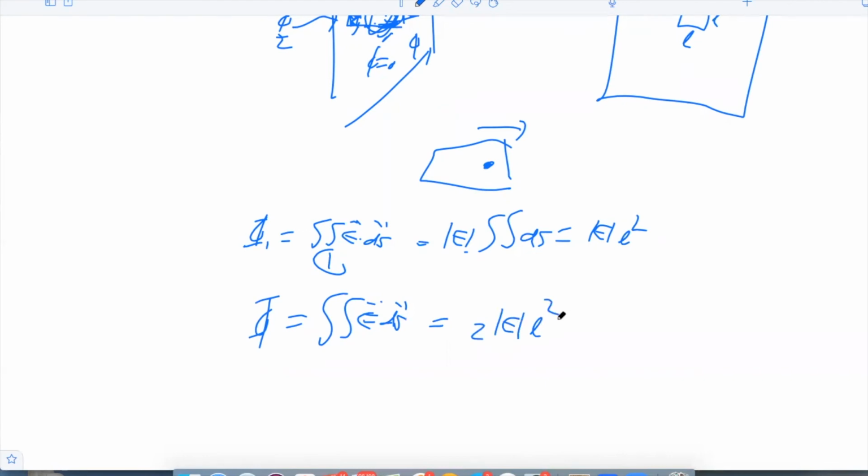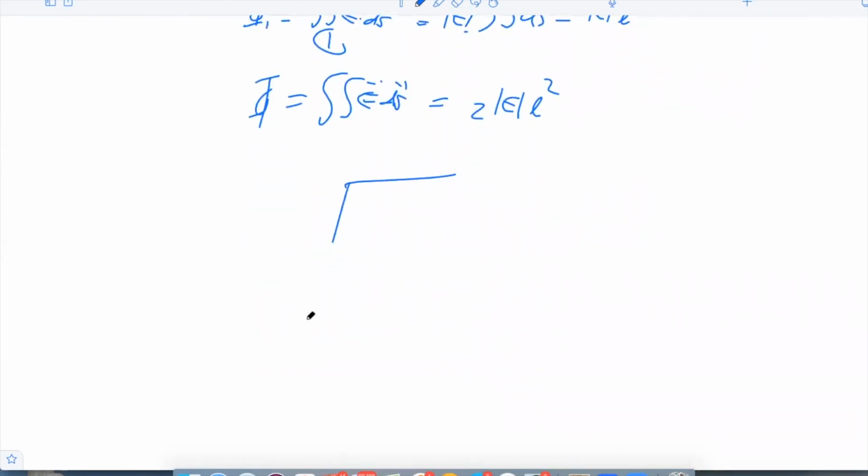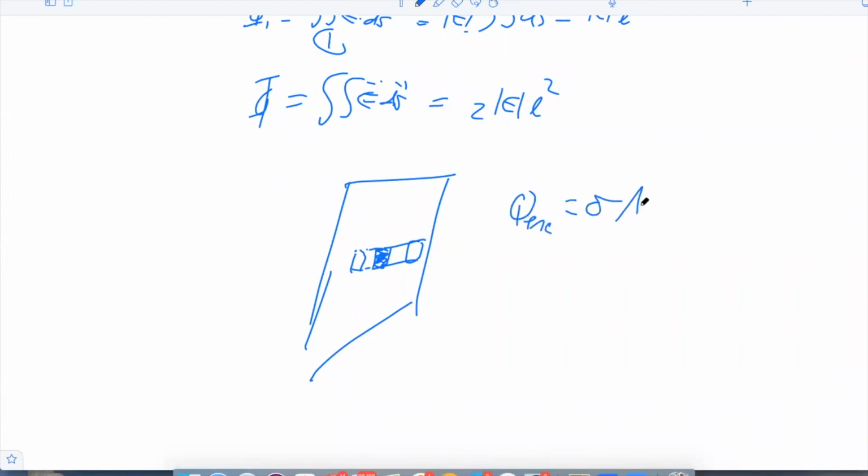All right, what about charge enclosed? So I had my pill, oh my God, I'm gonna have to try to draw this again. So the intersection of my Gaussian surface and the sheet is this square right here. So my charge enclosed will be sigma times the area of that square right there, the area enclosed. So that'd be sigma times L squared.